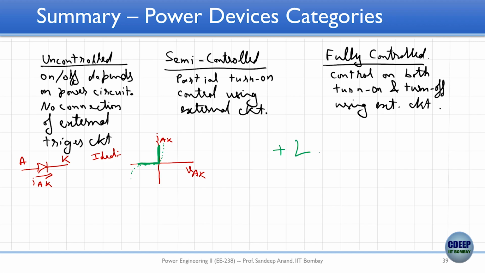Then you have fully controlled devices such as MOSFETs and IGBTs, where you can use the gate to control both turning on as well as turning off of the device. Together, we build different circuits primarily using these three devices plus lots of inductors and lots of capacitors. Whatever circuits you see in the rest of the power electronics part of this course, you would see one or more of these devices combined with some LC.